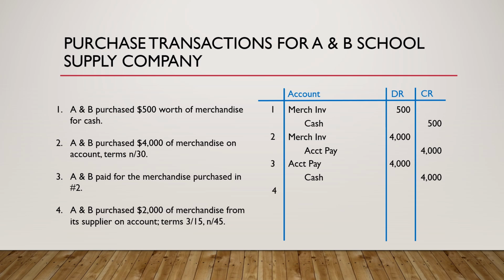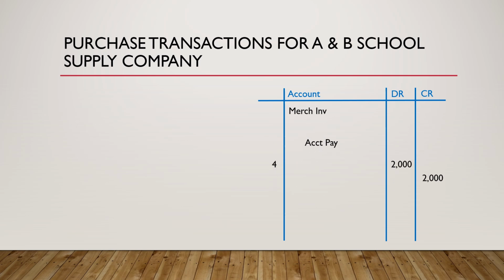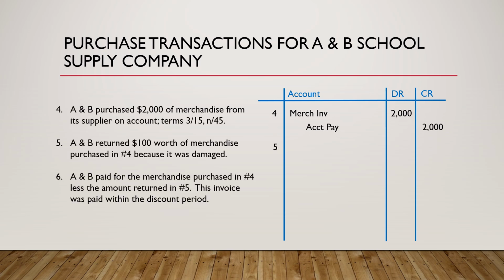Transaction 4. A and B purchased $2,000 of merchandise from its supplier on account, terms 3/15 net 45. Now we incorporate a discount. We'll still debit merchandise inventory and credit accounts payable for $2,000. Transaction 5. A and B returned $100 worth of merchandise purchased in number 4 because it was damaged. Credit merchandise inventory off the books and debit accounts payable for what we will no longer pay, $100.